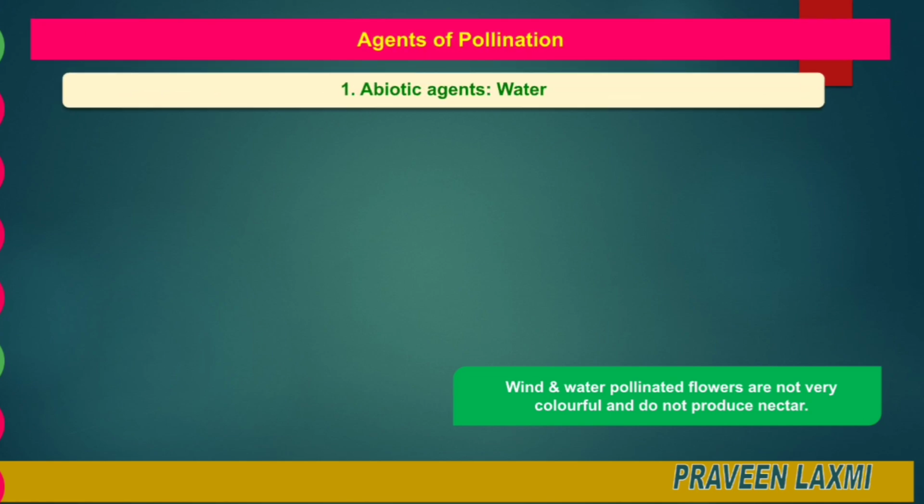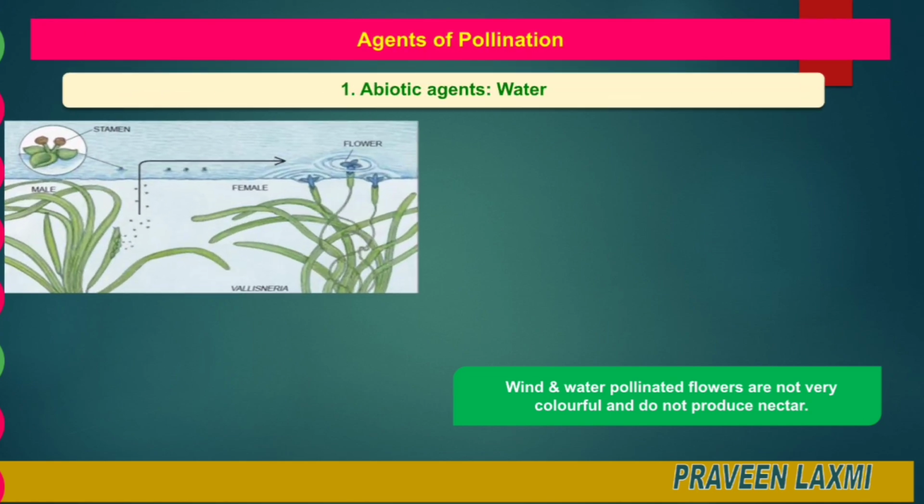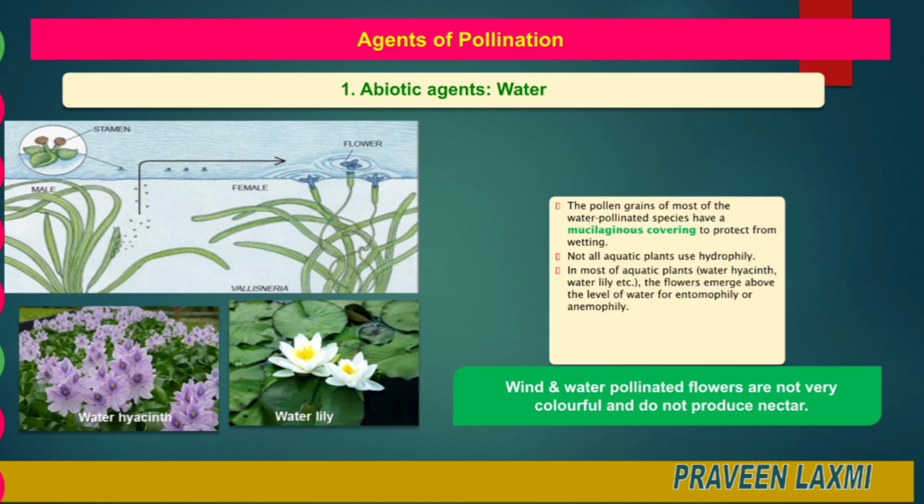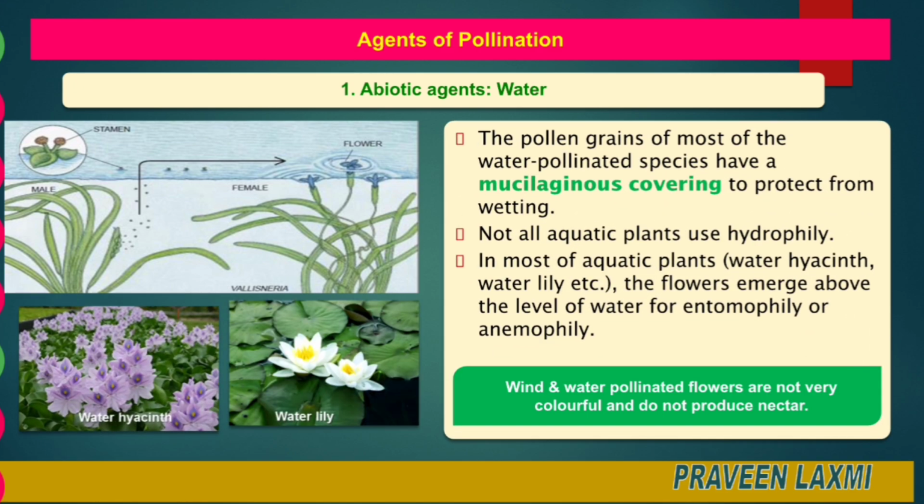Now here you can see the picture, right? What about the pollen grains? The pollen grains that undergo water pollination are covered by a mucilaginous covering so that they can be protected from wetting. Am I clear, students?